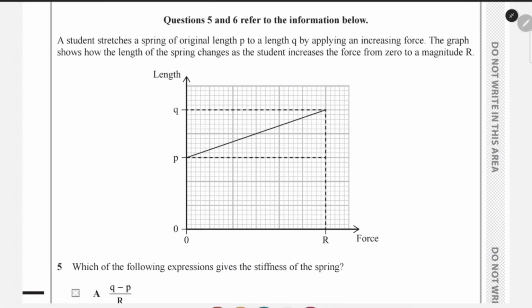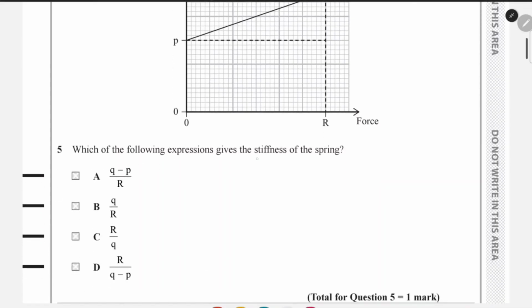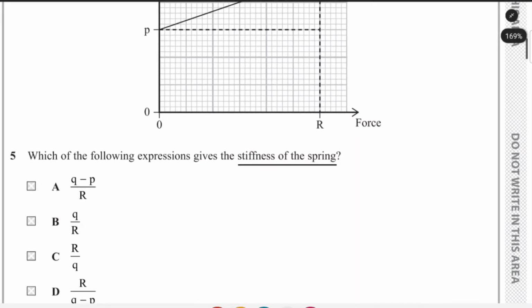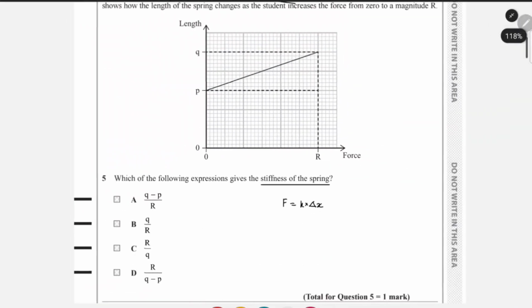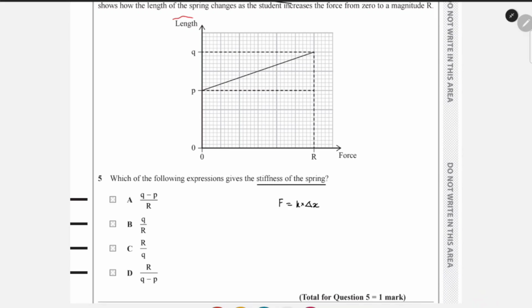We are told that a student stretches a spring of original length P to a length Q. So this is P, this is Q, by increasing force. So the force goes from 0 to R. Now we need to find the stiffness of the spring. We'll go to the Hooke's law equation, which is force equals the stiffness constant multiplied by del x, which is the extension. Now if we look carefully, our y-axis is length and our x-axis is force.